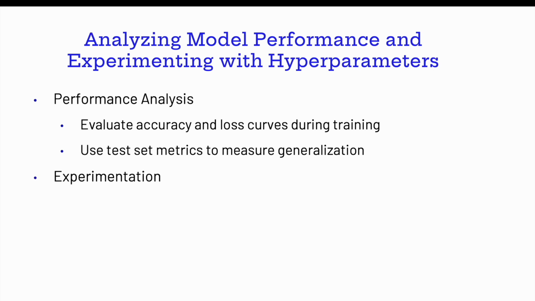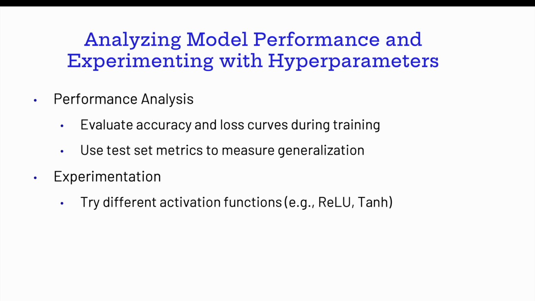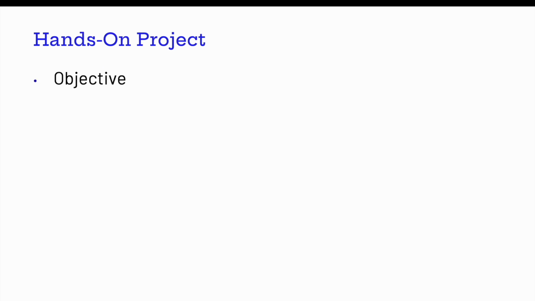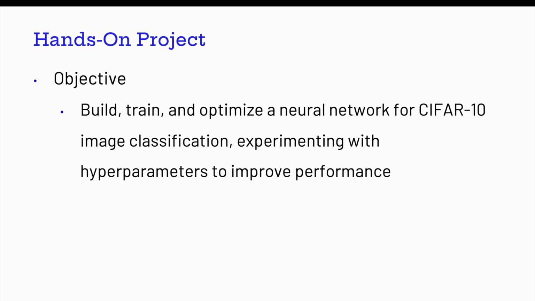For experimentation, we'll try different activation functions, for example ReLU or tanh, and we'll test optimizers like SGD, Adam, and RMSprop. Next, adjust the learning rate and regularization techniques, for example dropout and weight decay. So with all this, let's jump into a hands-on project where the objective is to build, train, and optimize a neural network for CIFAR-10 image classification, experimenting with hyperparameters to improve the performance.